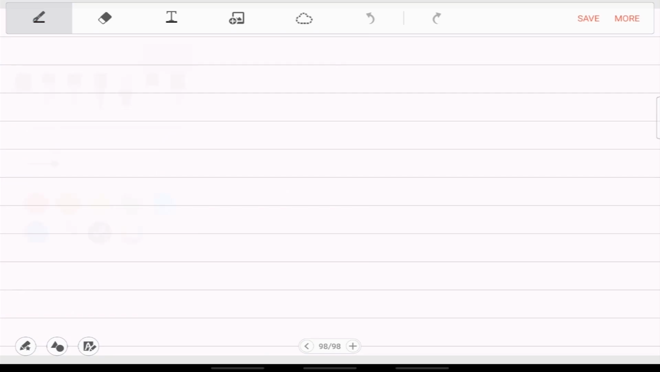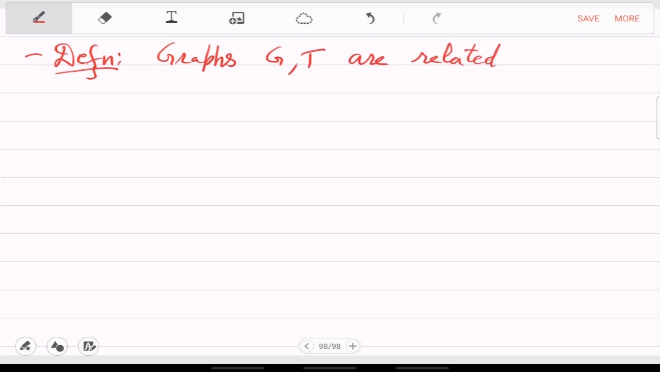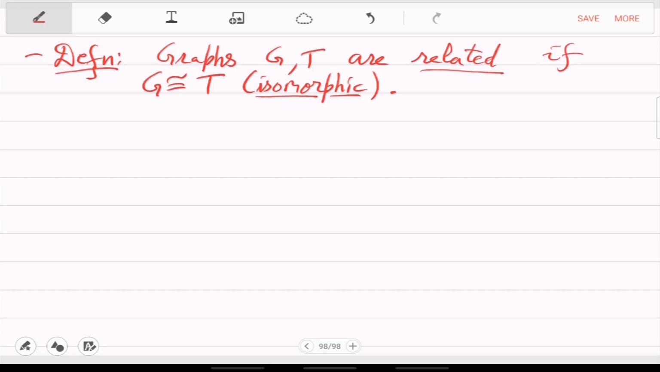Yeah, so this isomorphism defines actually a relation on the graphs. So graphs G and T will be related if G and T are isomorphic. Okay, so in the space of all graphs, we can define relations. We can define the relation that a pair of graphs is in the relation if G is isomorphic to T. And will this relation be an equivalence relation? Right, because it's reflexive, symmetric, and it is also transitive.